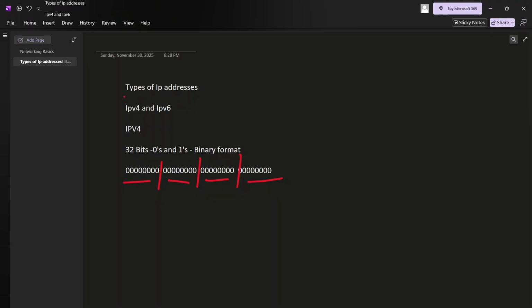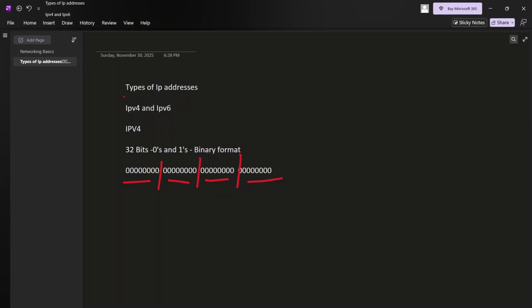Hope you know how to convert from binary to decimal format. If you are from a BTech or degree background, you will have a subject for this. From BTech, I remember computer networks. I don't remember the subject name exactly, but yes, we have a subject where we have these concepts.